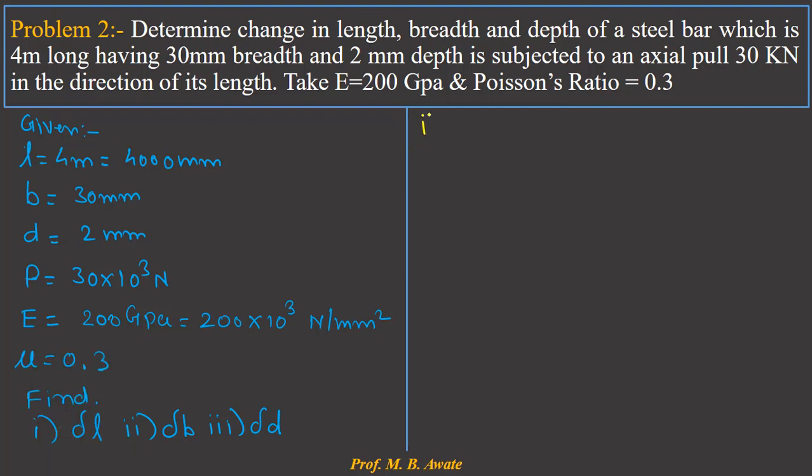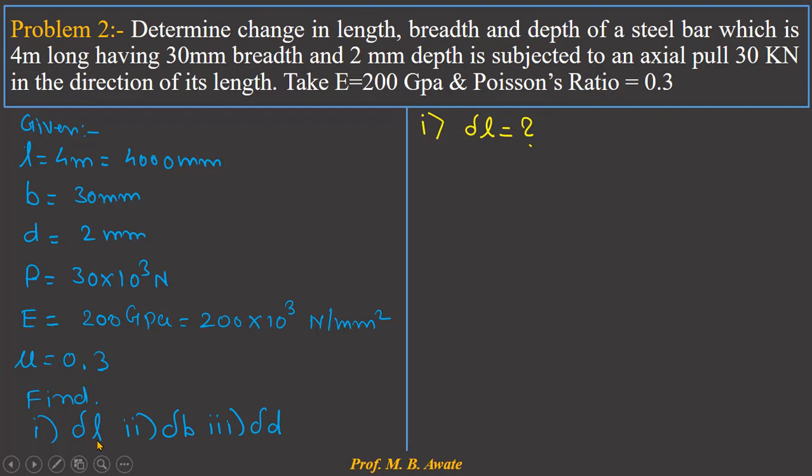So first of all, I will start with finding out the value of delta L. Okay, so this is the value which I am supposed to calculate. Then what is the given content with us? Length, breadth, depth, again force, Young's modulus and Poisson's ratio.